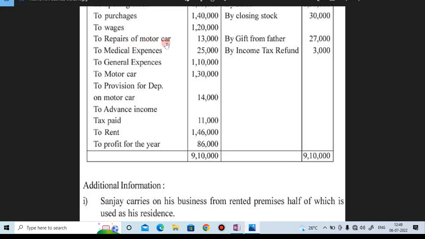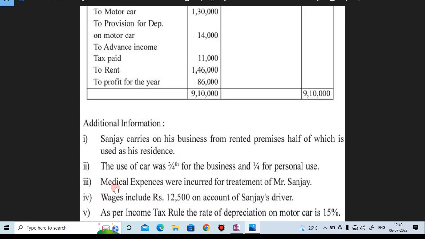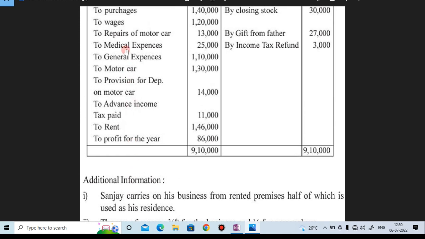After repairs of motor car 13,000, next is medical expenses 25,000. Now medical expenses, adjustment number 3. Medical expenses were incurred for treatment of Mr. Sanjay. So medical expenses were incurred for the treatment of personal, that means of Mr. Sanjay. Personally it is treated. So medical expenses is called as disallowed expenses. Why? Because it is related to personal thing. It is not related to business.